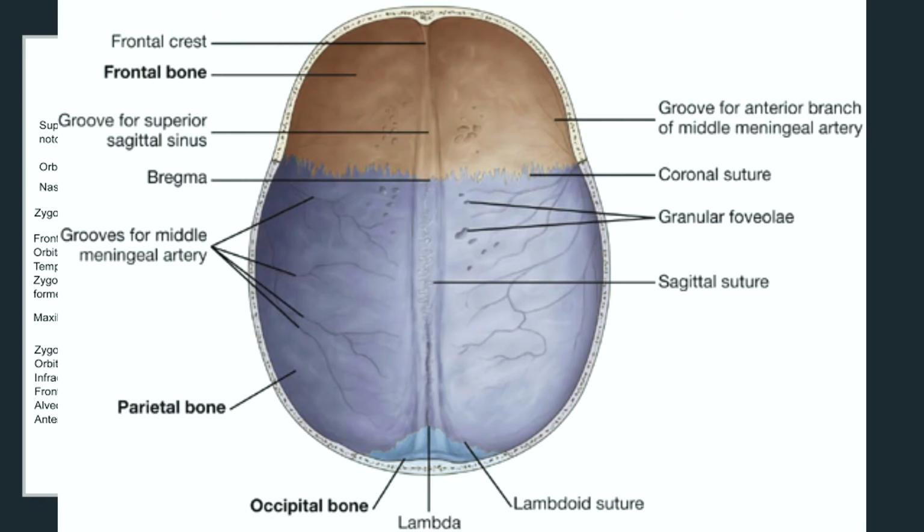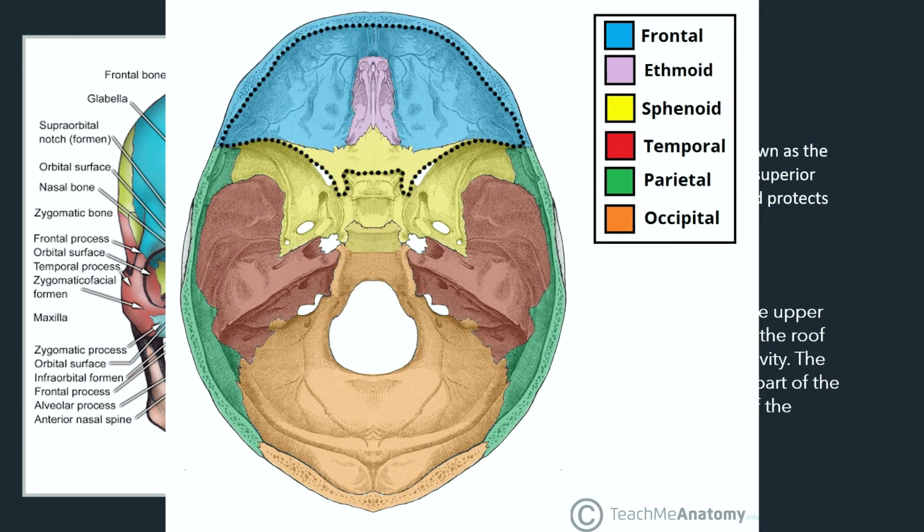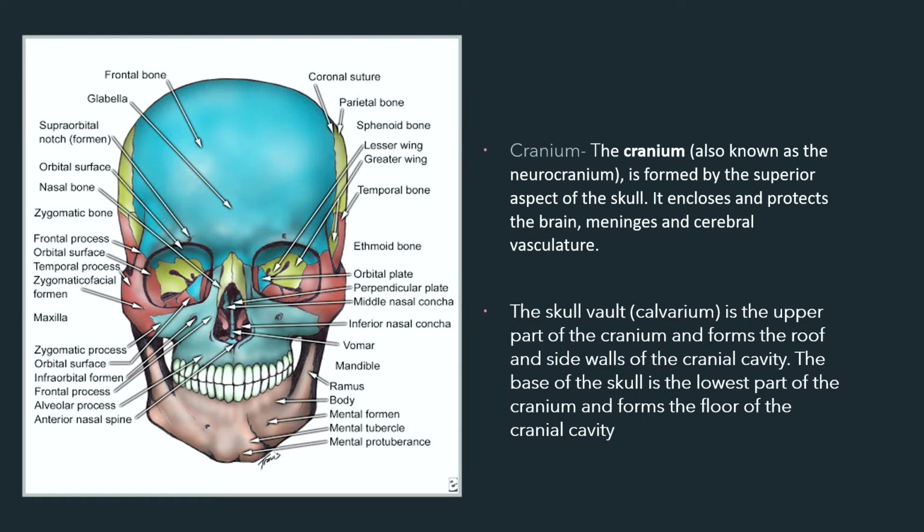The skull vault or the calvarium is the upper part of the cranium and forms the roof and sidewalls of the cranial cavity. The base of the skull is the lowest part of the cranium and forms the floor of the cranial cavity. We'll focus first on the cranium, then after that we'll discuss the facial bones. The cranium again is the one that holds the brain. So we have a cranial cavity, a cranial vault, and the cranial floor or the skull base.